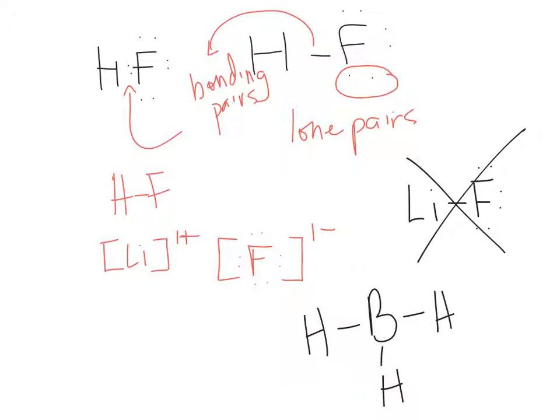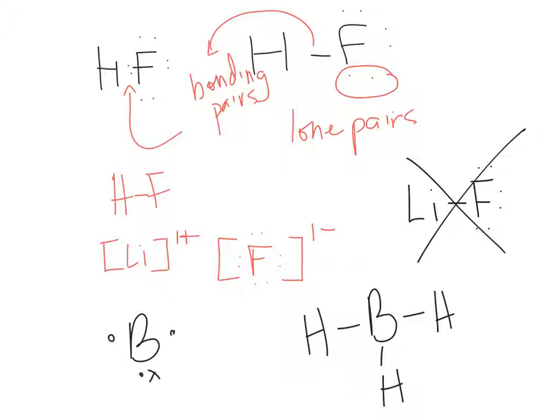Can you add the dots, too, if you want? Could you do the lone pairs? Lone pairs. There's no lone pairs. We're out of electrons. We're done. Boron only has 3. It does.